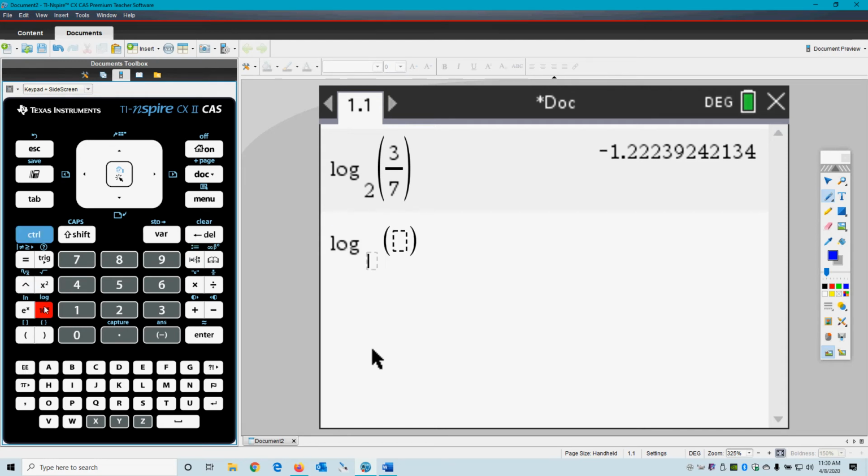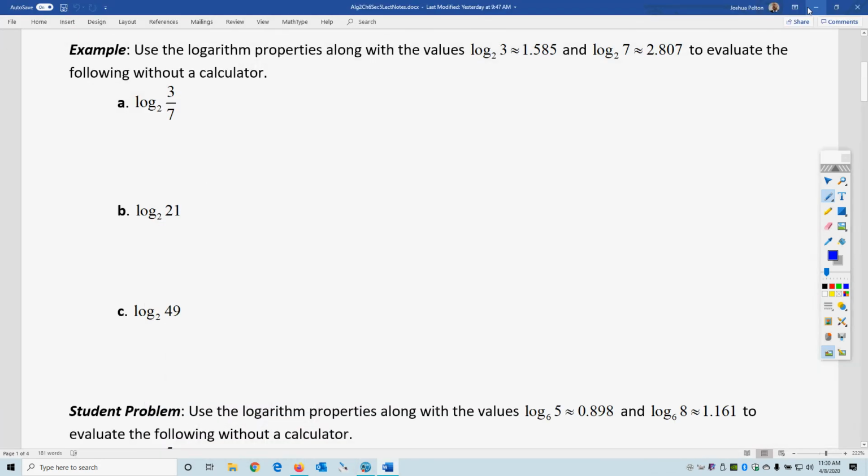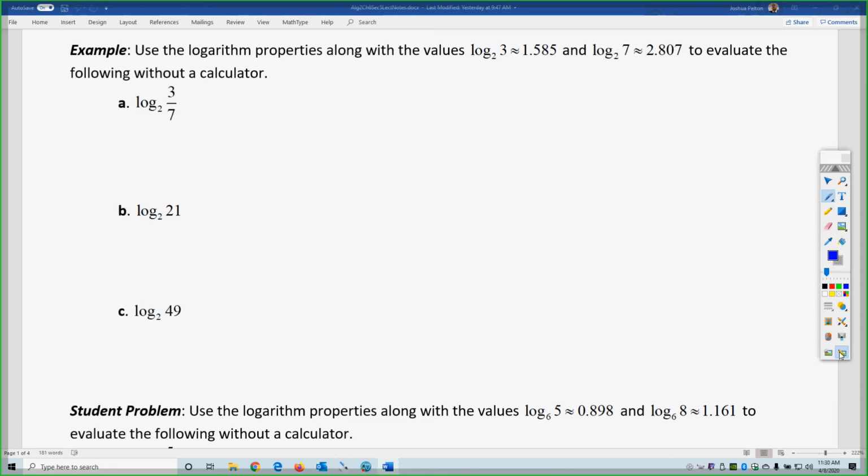So we had log base 2 of 3 minus log base 2 of 7. We said that was the same thing. Is it? It in fact is. So we've proved that the quotient rule actually works. And you can do that with any of these. So the product rule, well, 21 is not one of our options. We only have 3 and 7.